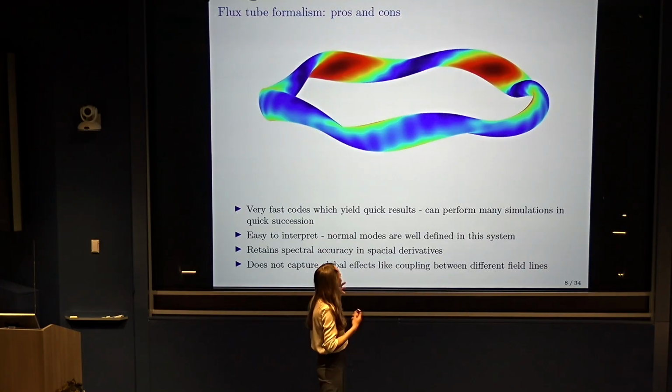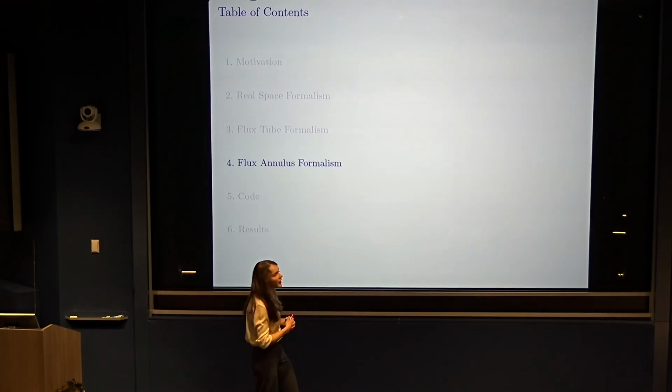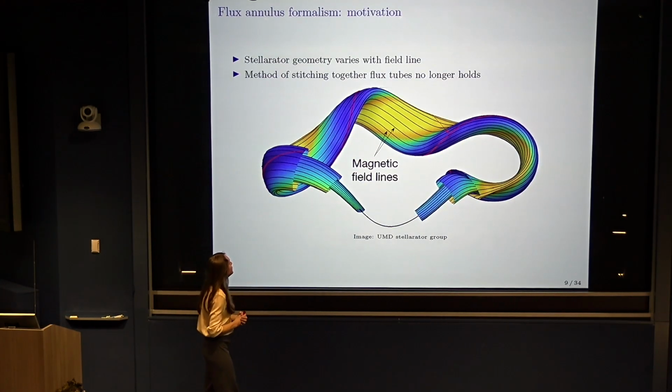So if we want to see this coupling between the different field lines, if we want to capture the effects of different geometries, we have to think of something more complicated and go to a full flux surface approach. So that's what I hope to present to you today. And I should say full flux annulus because I'm trying to move away from that acronym that I spoke about. So let me introduce that to you now.